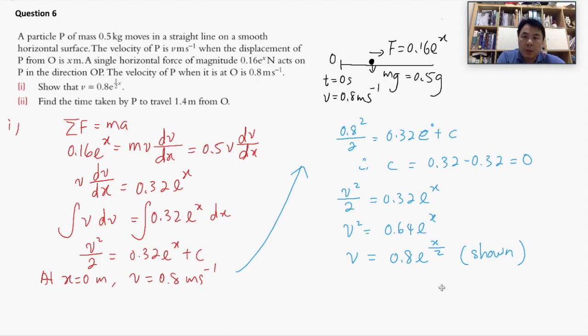Now next, find the time taken by P to travel 1.4 meter. Time taken by P to travel 1.4 meter from O.